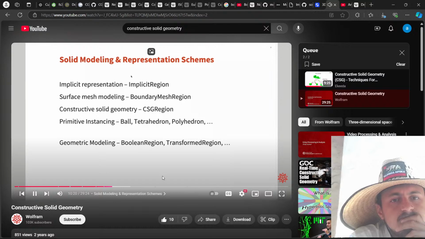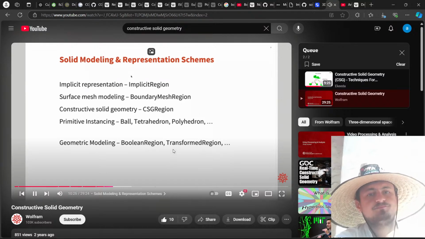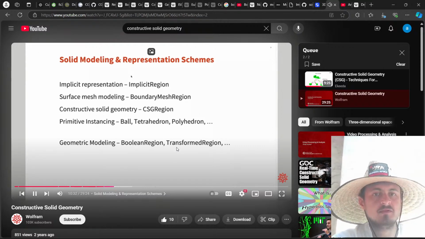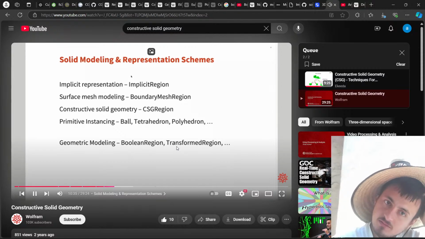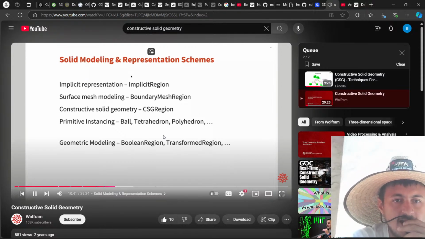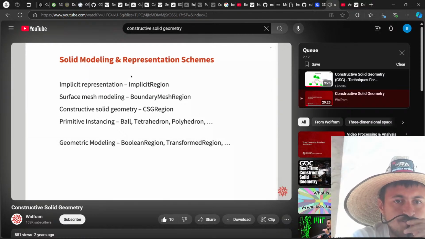So you just use that representation. For surface mesh modeling, you have boundary mesh. In this case, I'm just restricting myself to solid modeling for the time being. So you have boundary mesh, and we hope in the future to have spline or NURBS, so you can actually do that surface modeling in the language. And in this coming version, we're introducing CSG region, that is for constructive solid geometry.